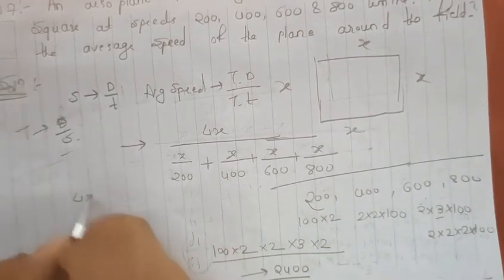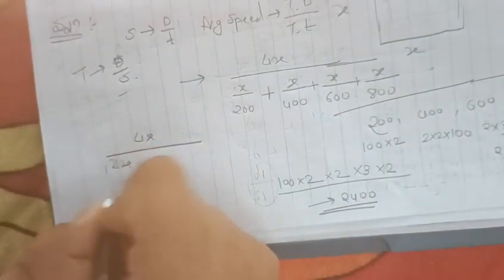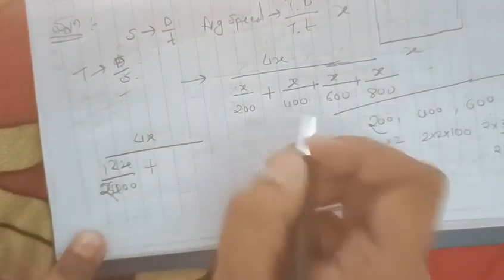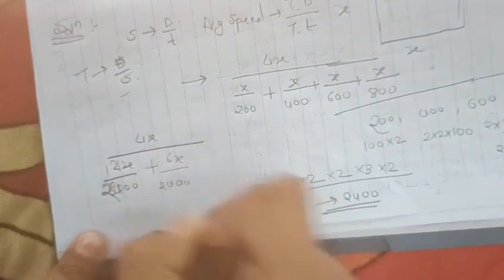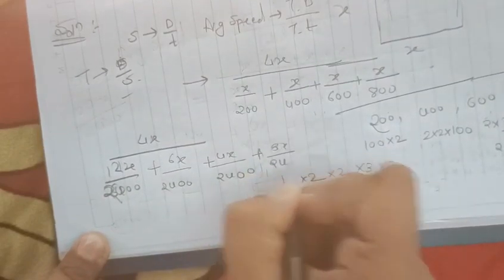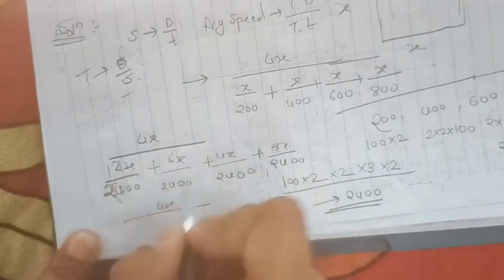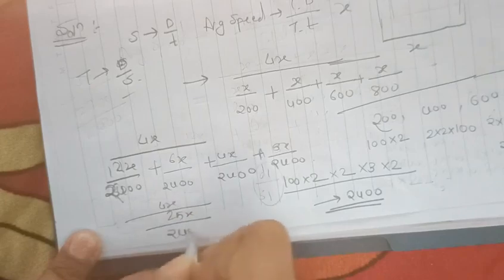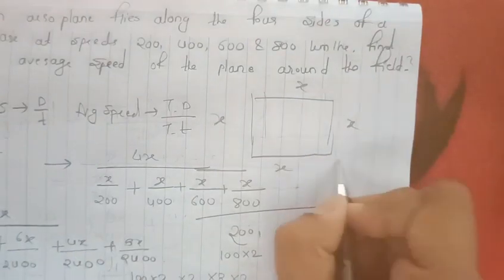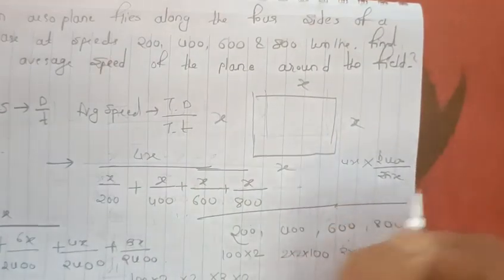So 4x upon 12x by 2400 plus 6x upon 2400 plus 4x upon 2400 plus 3x upon 2400. Adding this, we will get 25x by 2400. So this is our average speed, which is 4x multiplied by 2400 upon 25x, right?